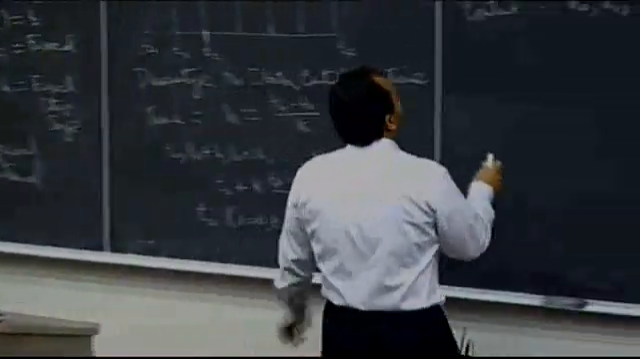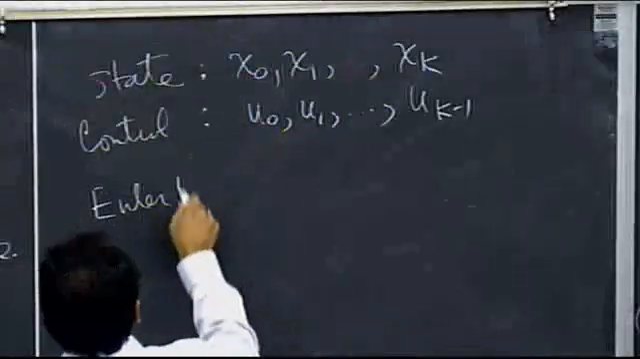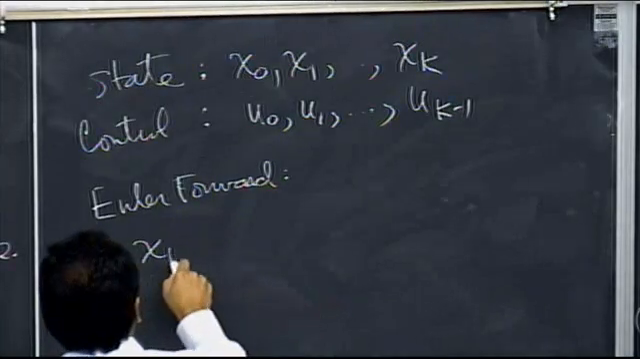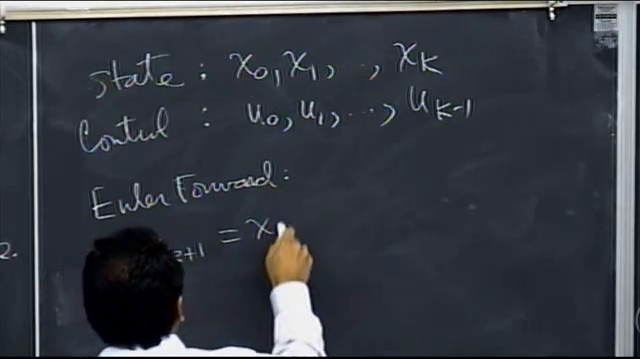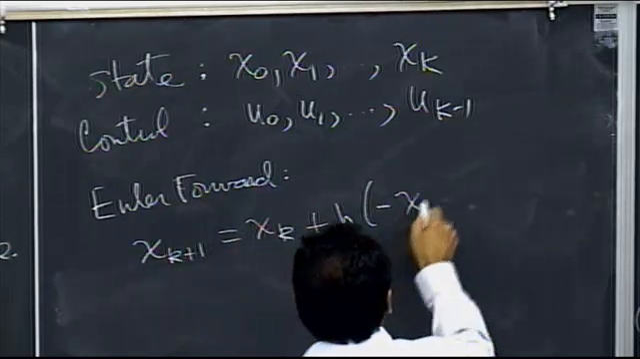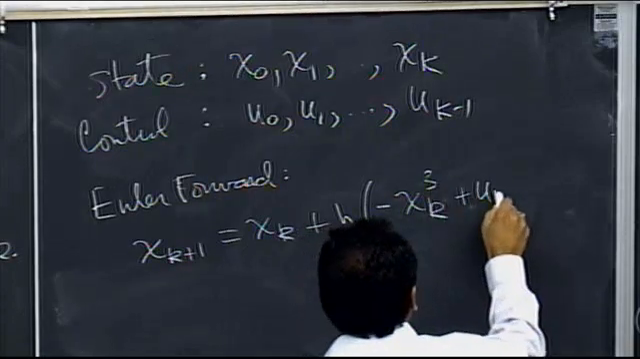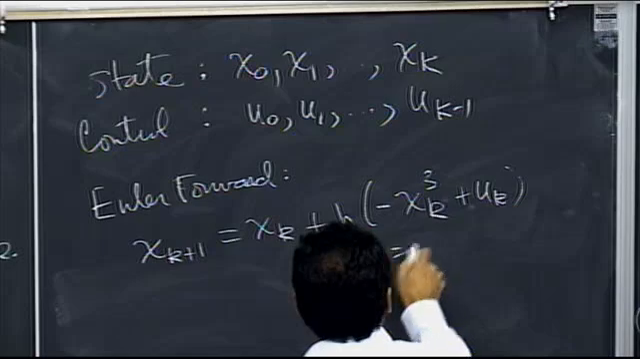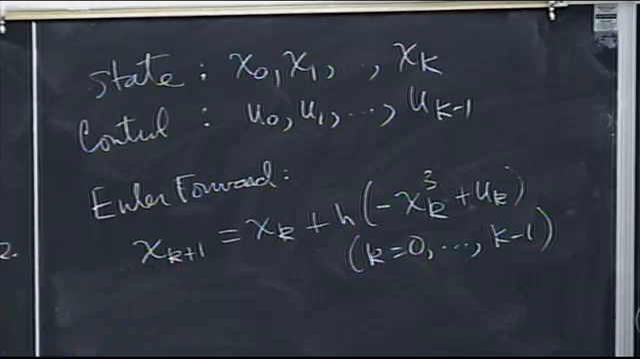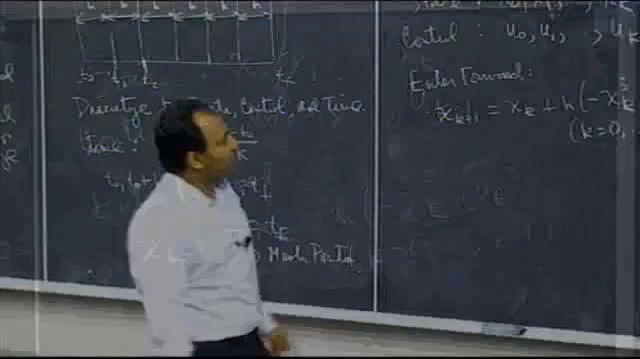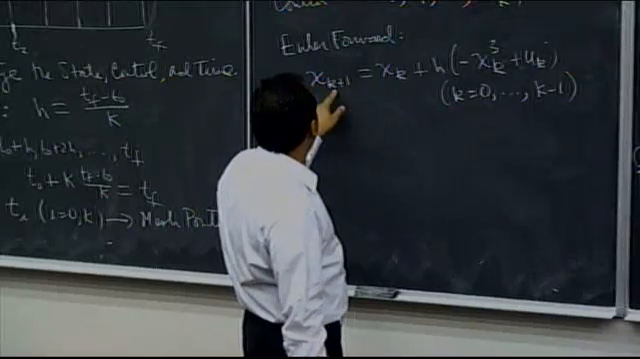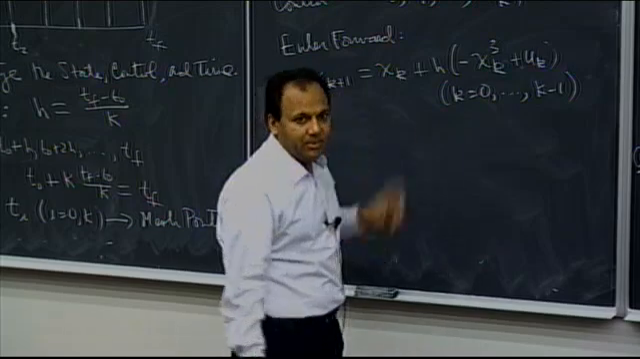So the dynamics from Euler forward look like this: xk plus 1 equals xk plus h times minus xk cubed plus uk. And this goes from k equals 0 up to k minus 1. Does that make sense? I start at 0 and go all the way up to k minus 1, and when I get to k minus 1, I get x at capital K, which is my last point.